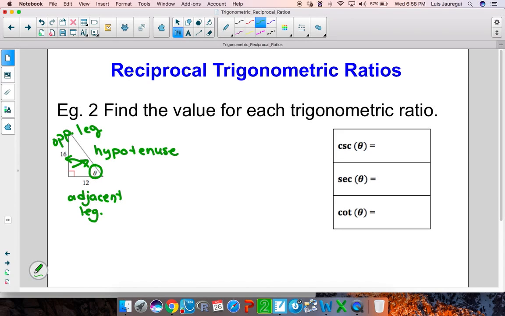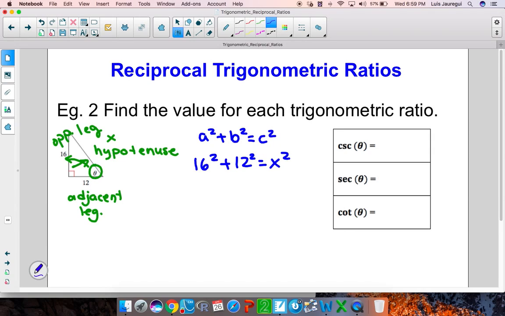Now in this case, I'm going to call my hypotenuse x, so I can use Pythagorean theorem to figure out what is that value. Okay? So let me write down here, a squared plus b squared is equal to c squared. So one of my legs is 16 squared plus the other leg squared, which is 12 squared, and that's going to be equal to x squared.